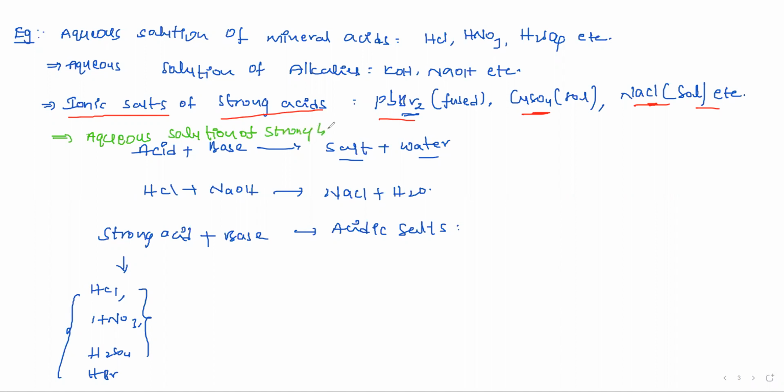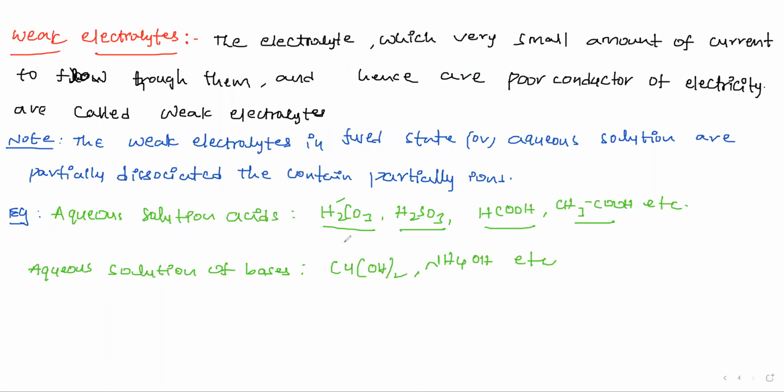Aqueous solution of strong bases. Examples are NaOH, KOH, etc. Okay, NaOH and KOH are good conductors of electricity. That's why they are strong electrolytes.